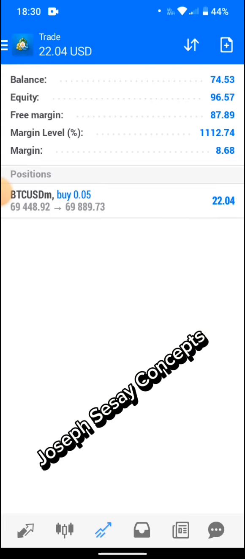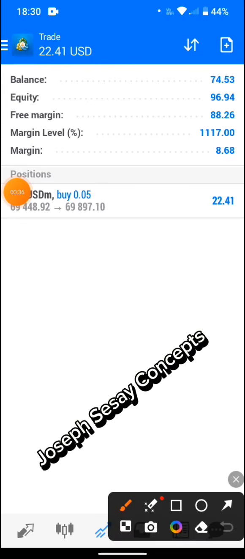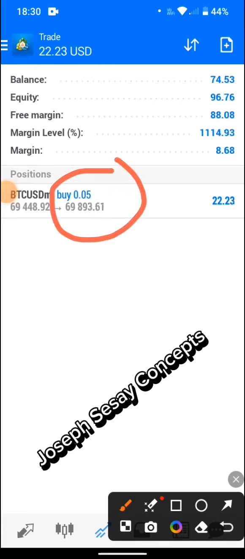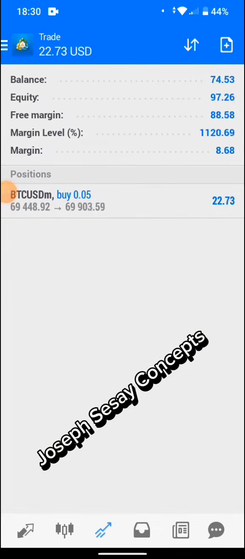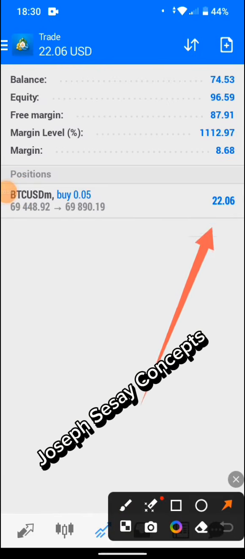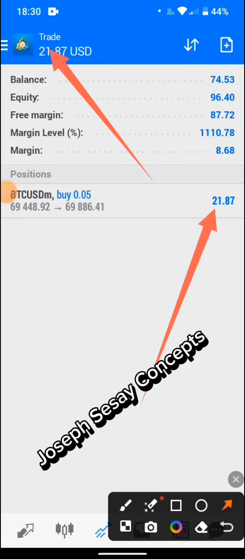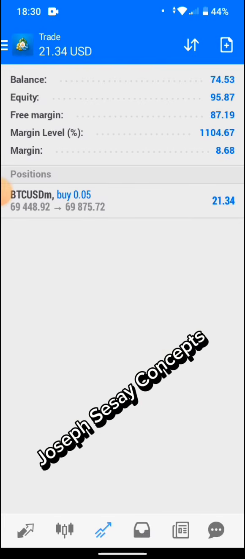So I'm currently on this trade, BTC USD, Bitcoin, and currently I'm in profit of $22. This one position was opened at 0.05 lot. Now if I want to take partial profit, multiple take profits, this is what you are supposed to do. I'm currently making $22. This is the profit, or you can look at the top here.